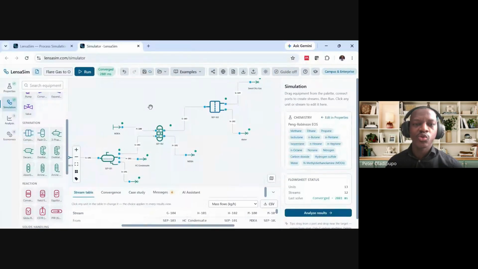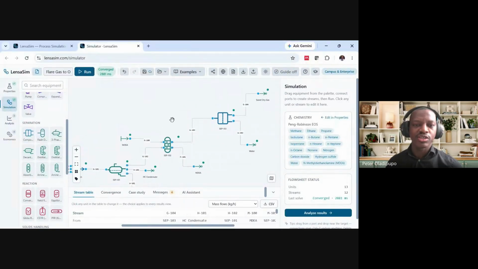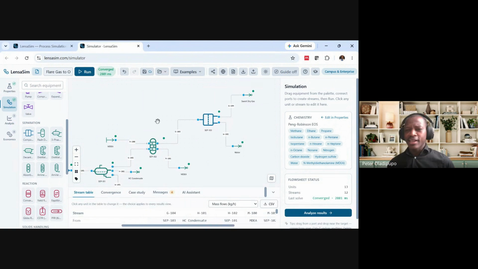So with this, we've come to the end of this exercise, and I hope you've learned one or two things on how to at least get started with simulating a process like this. Perhaps you can also lay your hands on this, use some of the data we've used in this exercise in LensaSim to try to do it yourself ahead of the next time we meet.